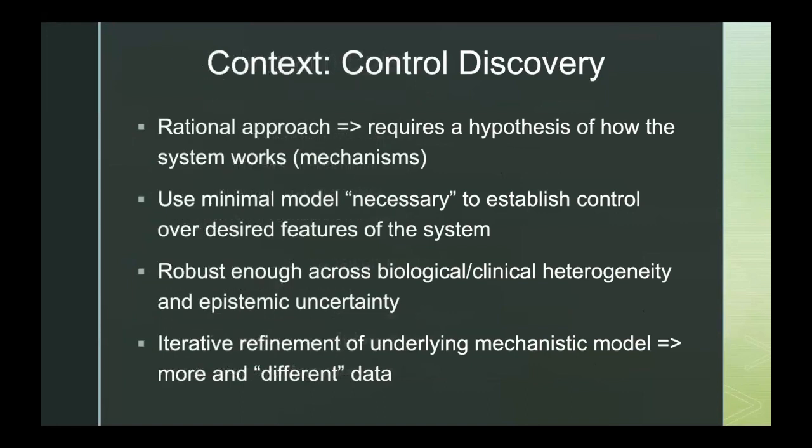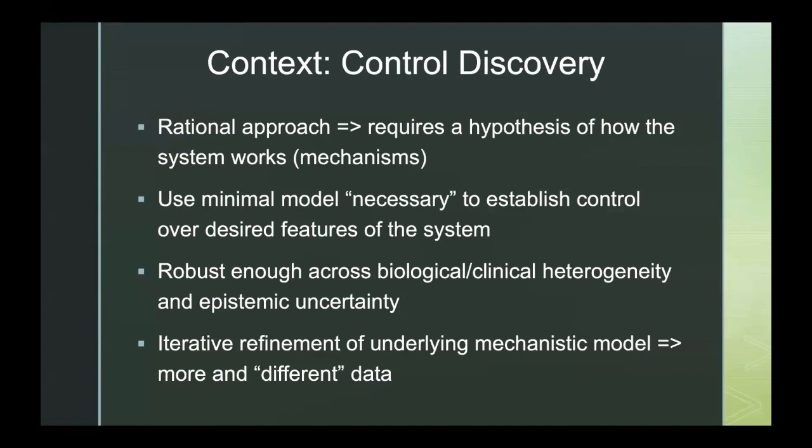And this is where the context of a control discovery task, right, which is the precedent to finding a particular pharmaceutical agent that you can do the QSP on, right, is important. So a rational approach to identifying control requires, or should require, hypotheses about how that system works, right? So this particular community recognizes the importance of representing mechanism.